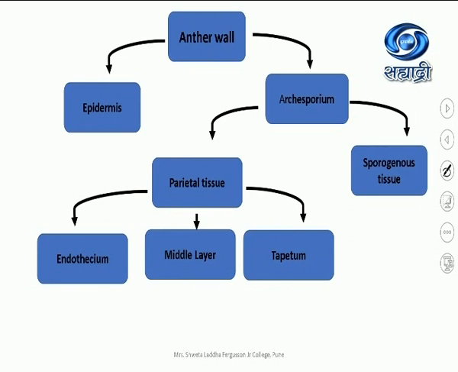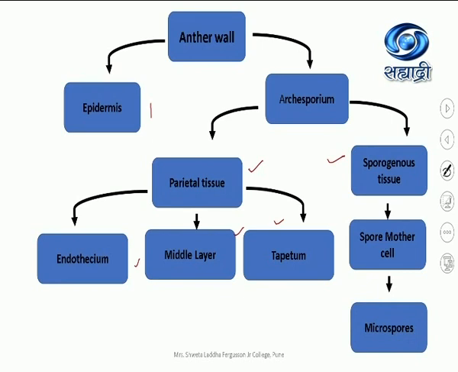See, I am repeating. The anther wall is made up of epidermis, single layer, and archisporium, multi-layered. Archisporium is made up of parietal tissue and sporogenous tissue. Parietal tissue is then made up of endothecium, middle layer and tapetum. Every layer has its own function. And the sporogenous tissue will give rise to the spore mother cell, and the spore mother cells are going to undergo meiosis and produce microspores. Okay, let us see in detail now.